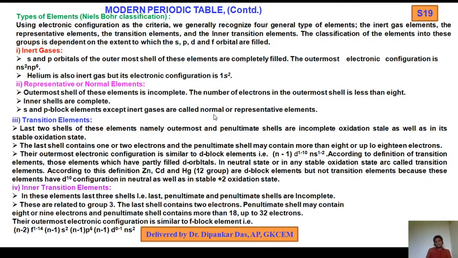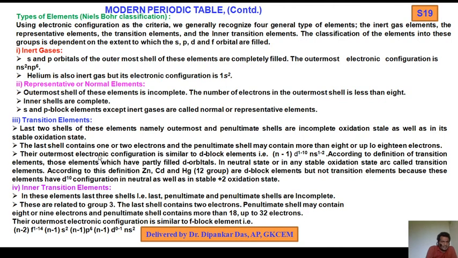S and P block elements except inert gas are called representative elements. So that's why we classify here four types. We know p block and s block are all known as representative elements, but p block is again classified here into two types, inert gas and representative elements. So representative elements are normal elements, s block and p block except group 18, that is inert gas.